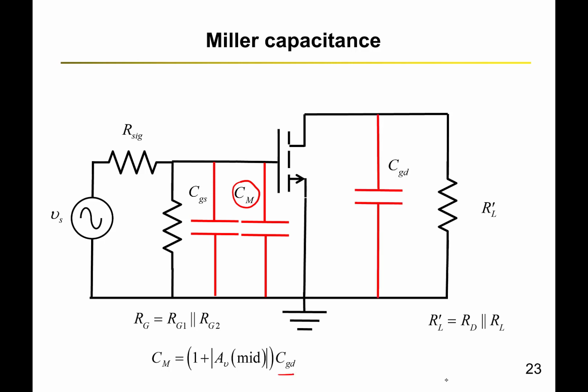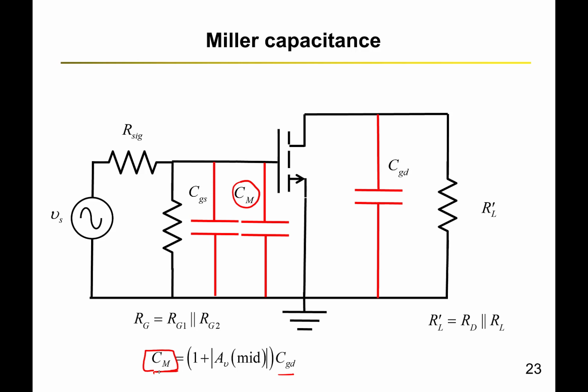And only the CGD also comes from input to output, because we know that the tau at the output was RL dash CGD. So whenever we look at a circuit with a gate to drain capacitance with a high negative gain across the two terminals, we use the concept of Miller capacitance to bring a high capacitance given by this value to the input, and an equal valued capacitance CGD, not the high capacitance, to the output.